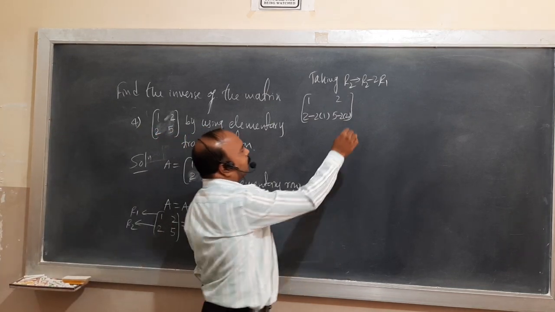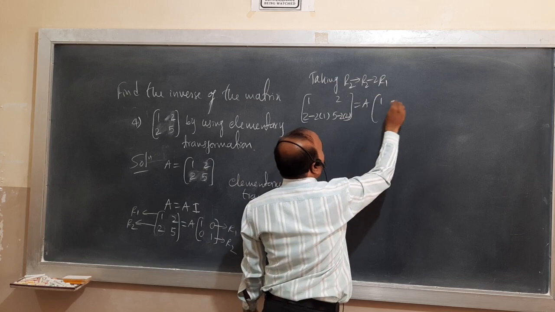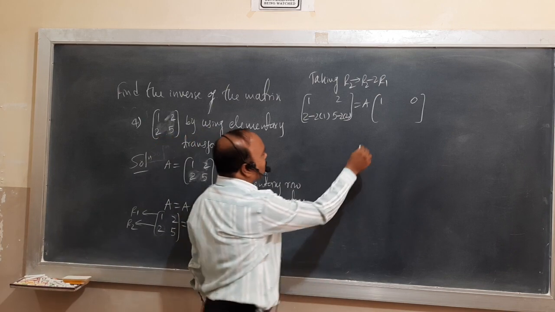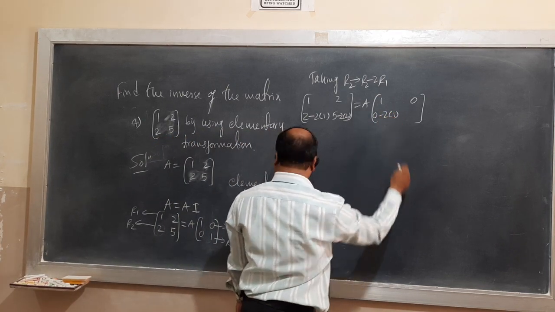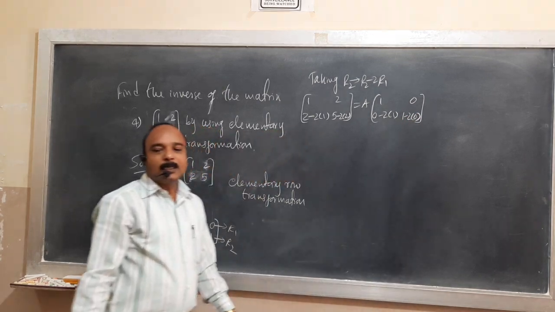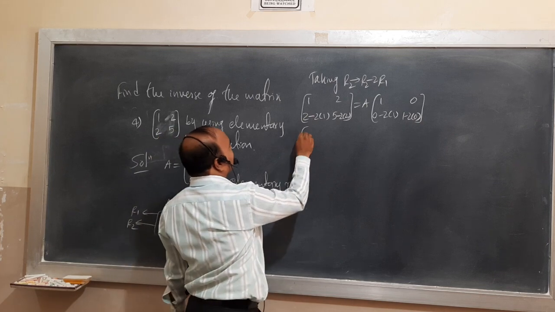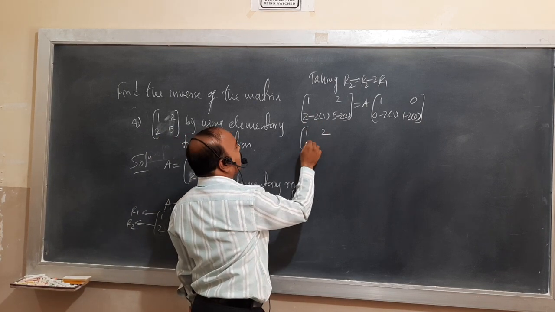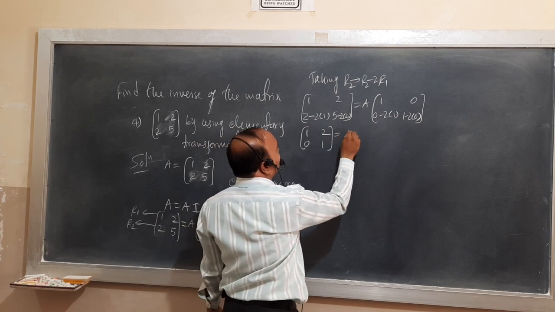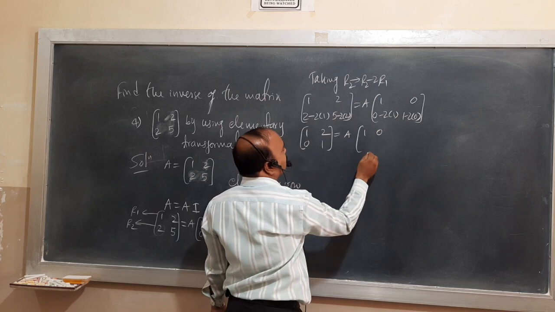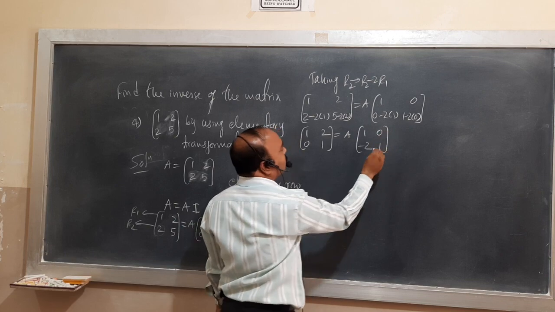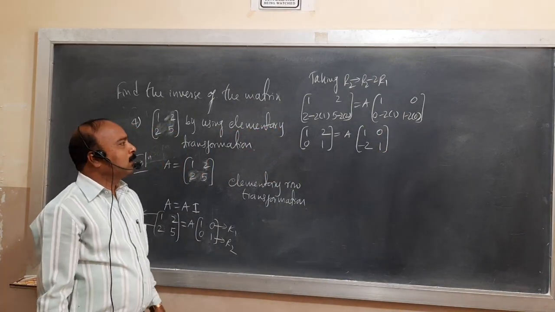The same is applied for the right hand side. A, 1, 0 as it is. R2 minus 2R1 means 0 minus 2 into 1. Next, 1 minus 2 into 0. It is R2 minus 2R1. Now simplify: 1, 2. 2 minus 2 is 0. 5 minus 4 is 1. Equal to A into 1, 0. It is 0 minus 2 is minus 2. 1 minus 0 is 1. Now that is the first transformation.